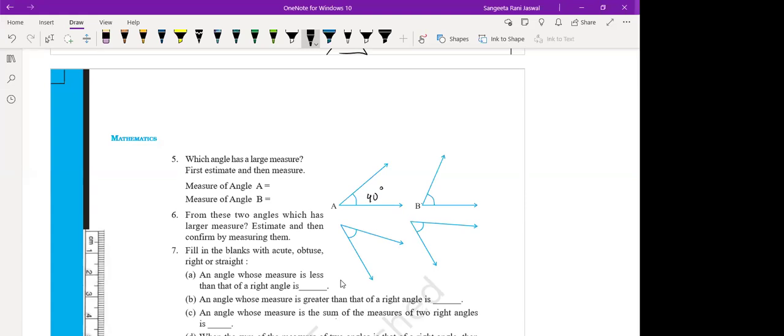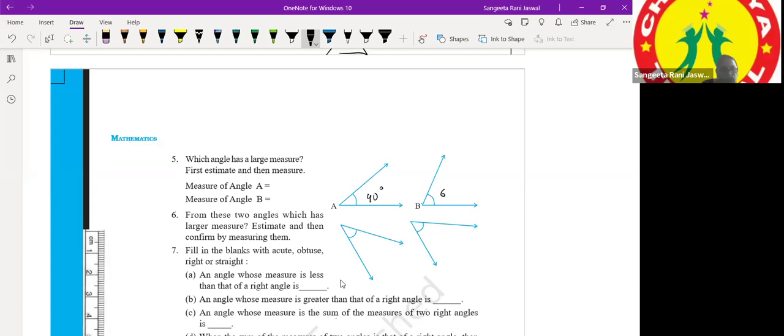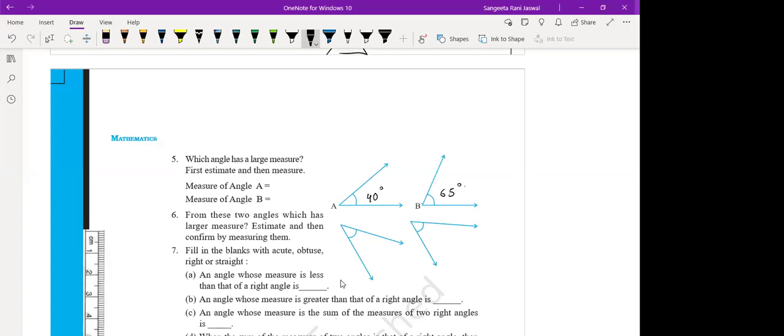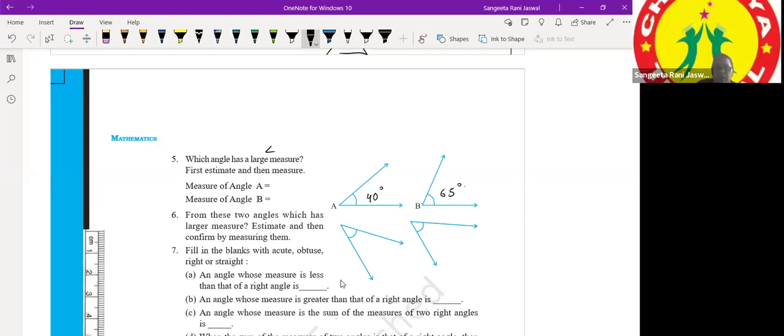Ma'am, I got it as 65. You got 65. Okay. Now, which is greater, Neha? Ma'am, B. Angle B is greater. Okay. So which is the larger angle? That's angle B. So this is 40 degrees. This is 65 degrees. Okay.